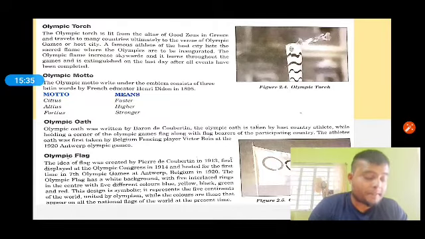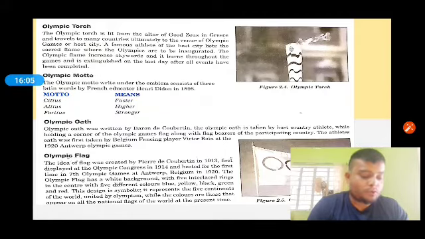Now, what is the Olympic motto? The Olympic motto is three Latin words: Citius faster, Altius higher, Fortius stronger. So these three are the motto of the Olympics: faster, higher, stronger. Citius, Altius, Fortius.